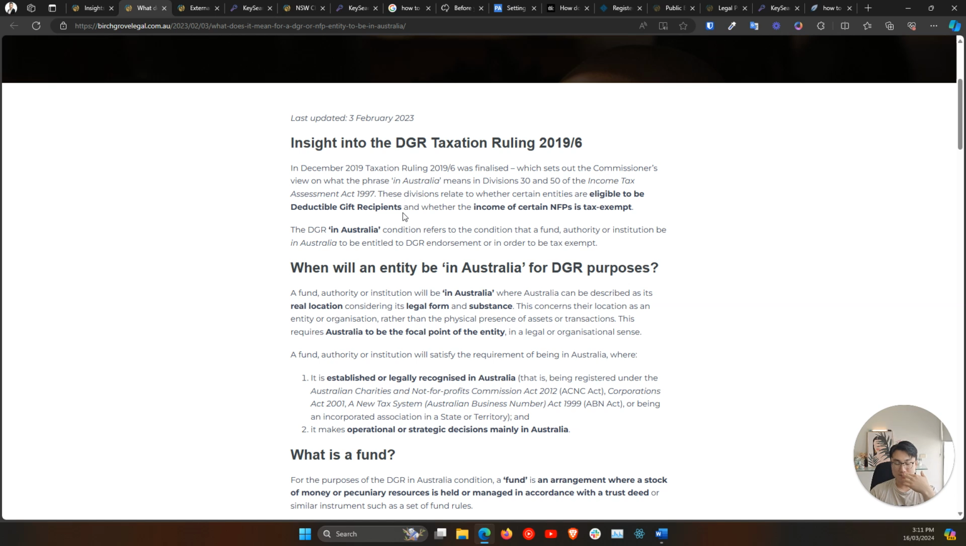It's important because if someone donates money to a not-for-profit organisation that's considered a deductible gift recipient, whatever the donor gives becomes tax deductible for them, and so they save a bit of money essentially. I think it reduces the amount of income that gets taxed because they donated some of their money to a charity that's considered a deductible gift recipient.